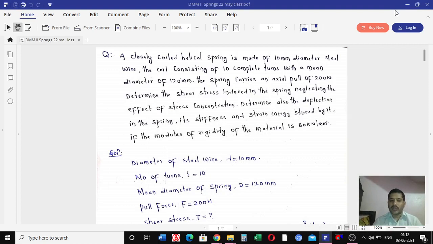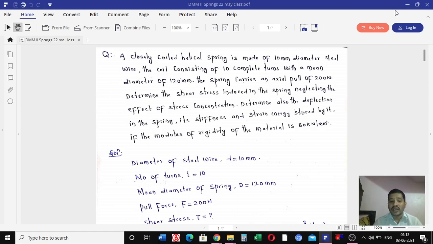First of all, I will read the question. A closed coil helical spring is made of 10 mm diameter steel wire. The coil consists of 10 complete turns with a mean diameter of 120 mm. The spring carries an axial pull of 200 Newton. Determine the shear stress induced in the spring. Neglect the effect of stress concentration.